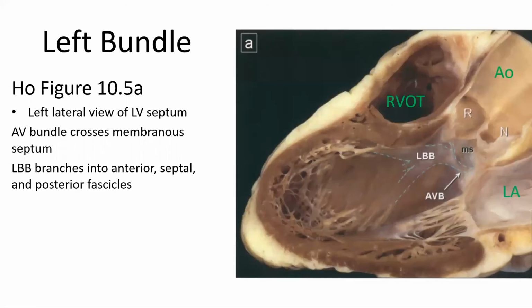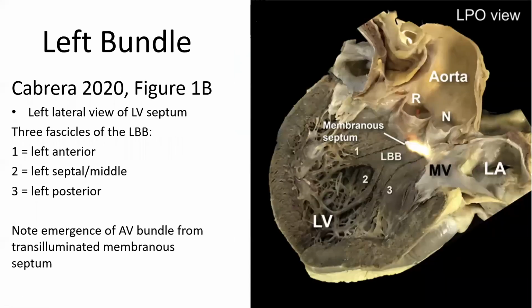A gross specimen from Ho and Ernst shows the same thing again. The right cusp, non-coronary cusp, the trigone, the membranous septum, and the left bundle coming across onto the septal wall and branching to the 3 fascicles. This paper from Cabrera kind of shows the same thing, but they nicely illuminated the membranous septum here, and they stripped away the endocardium, so you really can see the anterior, septal, and the posterior fascicles of the left bundle.